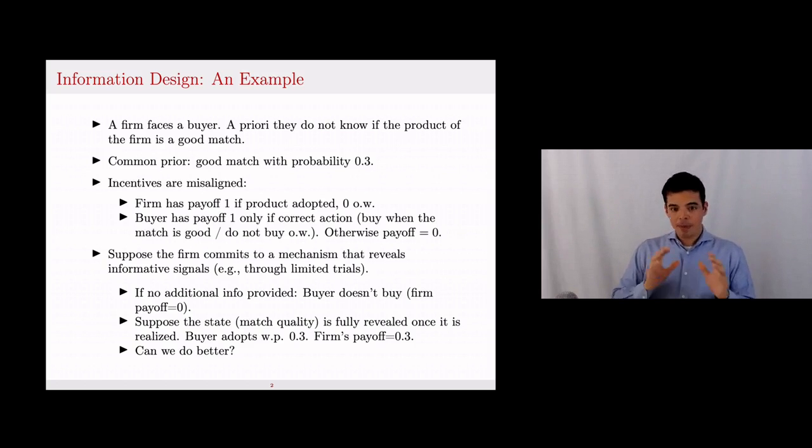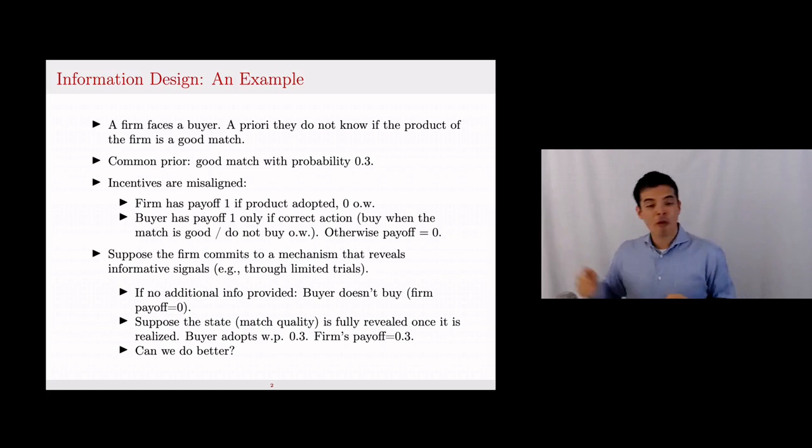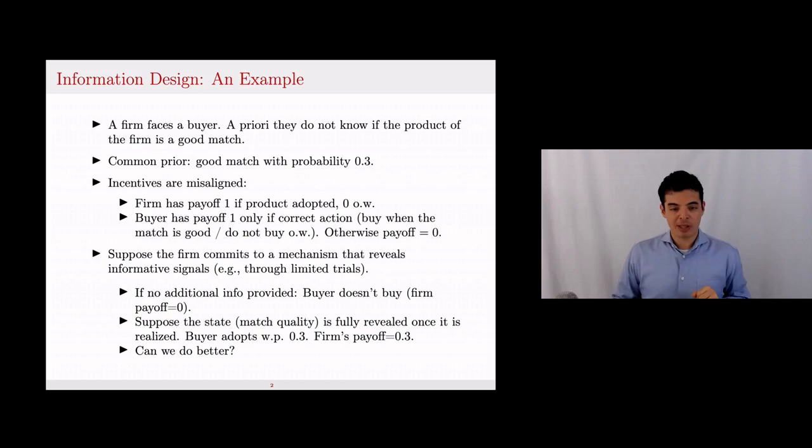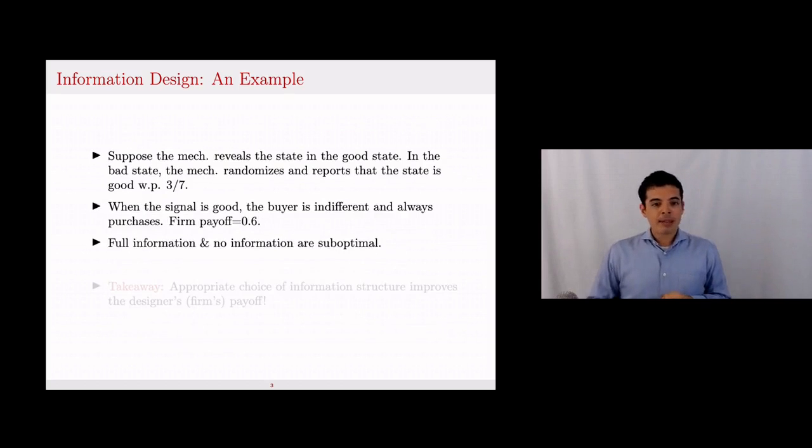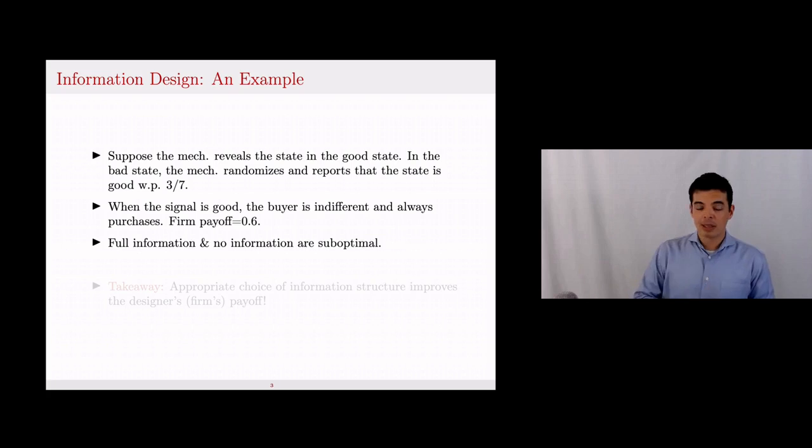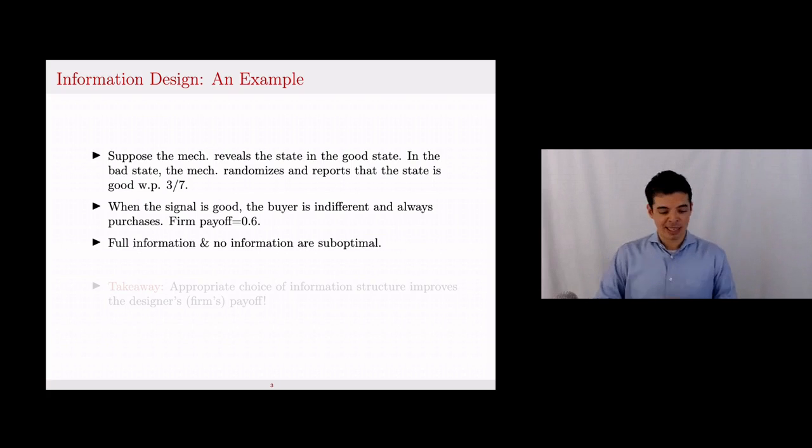Well, in this extreme where we fully reveal the state, the buyer adopts only when she is convinced that the match is good, which happens with probability 0.3. So the expected payoff of the firm in this case is 0.3 units. The key question is, can we do better? And information design tries to answer this question, and the answer is yes. So here's what the optimal information structure looks like for this example.